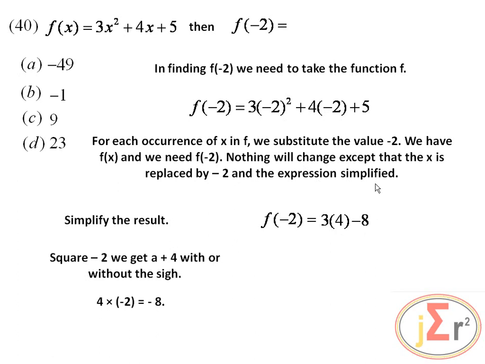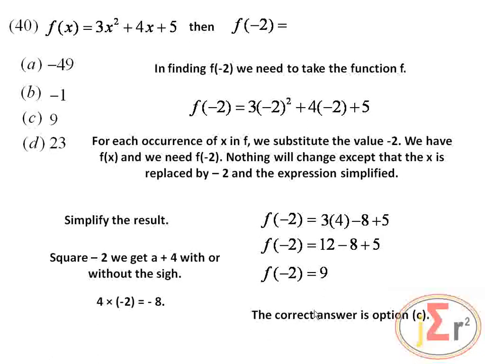No problem seeing that the 5 will go back as it is. Then, of course, 3 multiplied by 4 is 12. So, 12 minus 8 plus 5. 12 minus 8 is 4. And then we add 5 to that, and the answer is 9. So, f of negative 2 is equal to 9. The correct answer is option C.